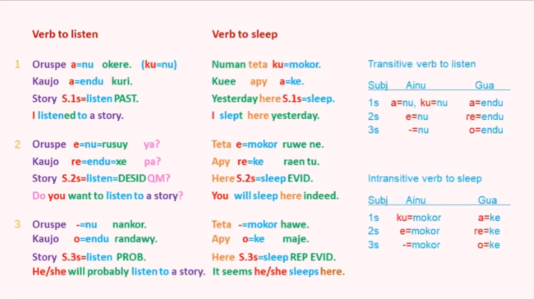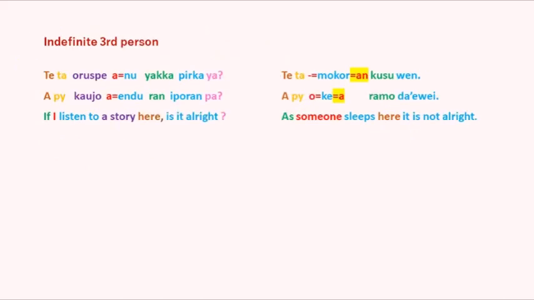Let us now see the two verbs in a conjugation table. The transitive verb to listen and the intransitive verb to sleep. To complete the conjugation in first, second, and third person singular, we need to have a look at the indefinite third person that we saw in sentence 1 in the reply. Teta mokoran kusuen, apuo kiara modeve. As someone sleeps here, it is not alright. The suffix an, a, in the verb mokor, oke, is the suffix for the indefinite third person.